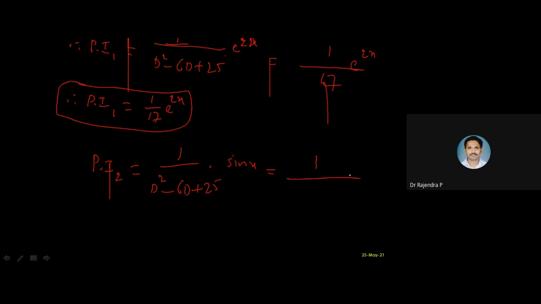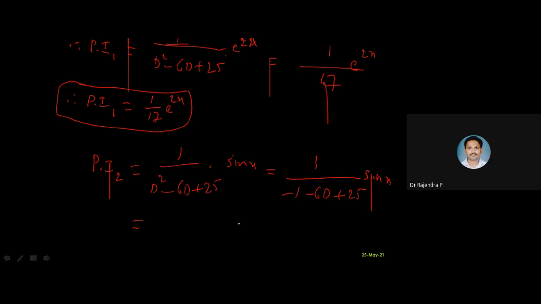Have you remembered? What is the coefficient of x here? Minus a square. Here what is the value of minus a square? Minus 1. So what we have here is 1 by minus 1 minus 6D plus 25 into sin x. That means minus 6D plus 24 is there.